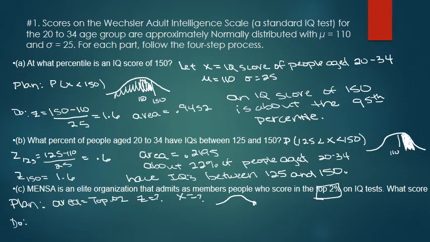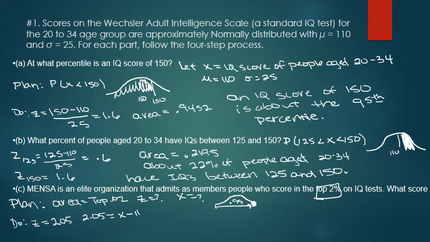So the top 2% is this little tiny segment here, which means that from the beginning of the curve to right there would be 98% of it. So I'm going to inverse norm 0.98, and I'm going to get a z-score of 2.05, or I can look 0.98 up in the back of the book and find 2.05. Then I'm going to use the z-score to solve for x.